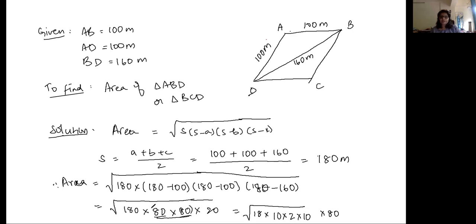And 80, because I already got it twice, I took it out as square root of 80 square is just 80. So then on simplifying this, I'll get 10 into 10 also I can take it out. So this will basically become 80 into 10, 800. What is 18 into 2? 36. And what is root over 36? 6. So basically I'll get 60 into 80, which is 4800 meters square.